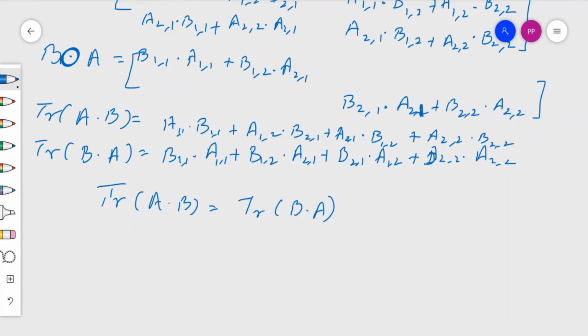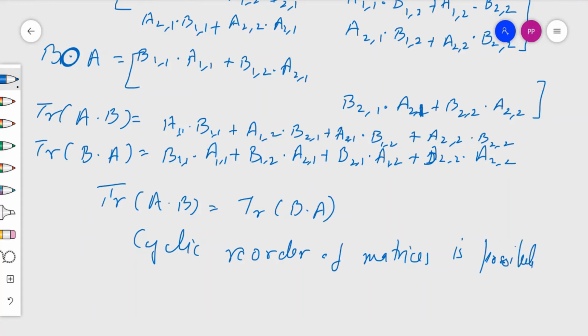So cyclic reorder is possible in this case. Cyclic reorder of matrices is possible in a trace.